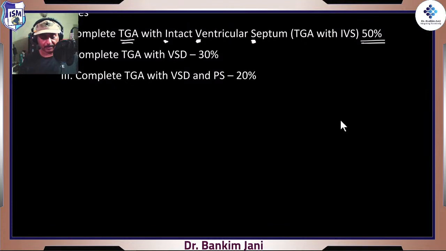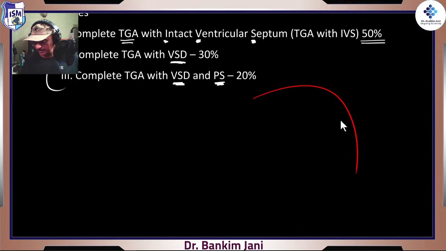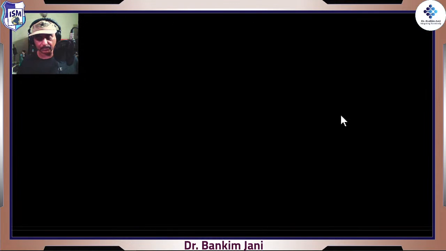That is one. There can be another variation, complete TGA with VSD, ventricular septal defect, or ventricular septal defect and pulmonary stenosis. So this is how it can represent type 1, type 2, and type 3. So it is almost impossible that the patient would survive, right? That fetus won't be able to survive, because from where will it get the blood? Then how has that fetus survived till birth?